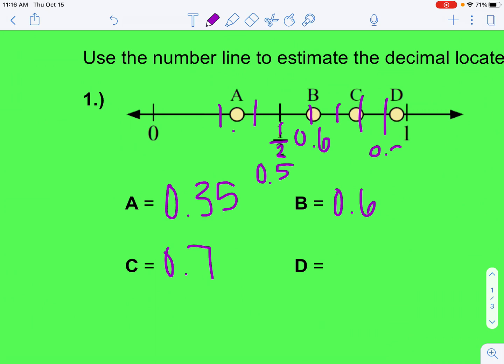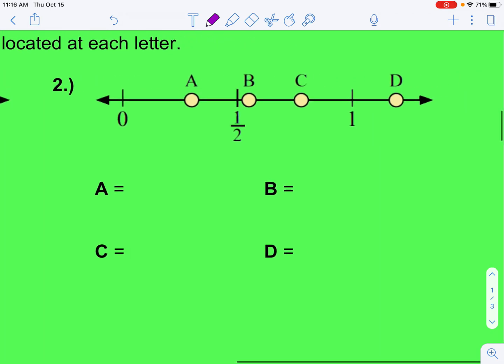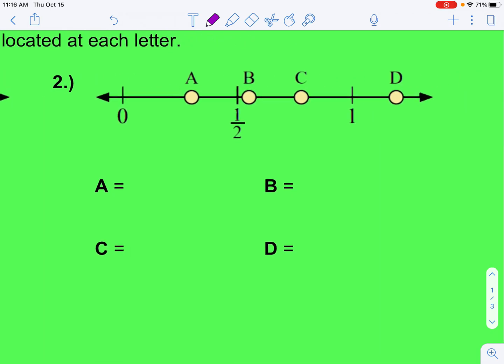Alright, and my last one, D, I said this line here was my 9/10. But that D is pretty much closer to the 1 than it is to the 9. So I would say it is about 96/100. So these are just estimates. As long as your answer is pretty close to what I said my estimate was, you'll be fine. We're just estimating. We don't know exactly what it is yet. Okay, let's try one last one.